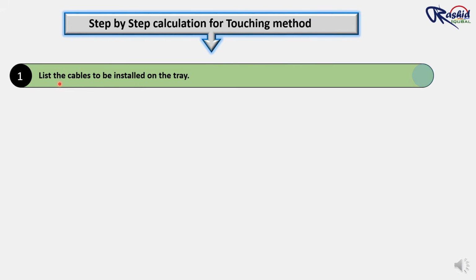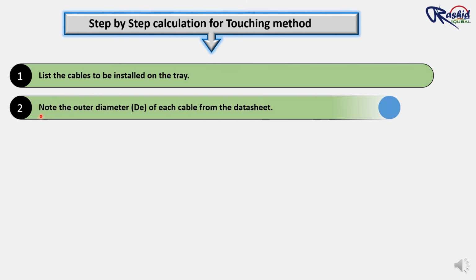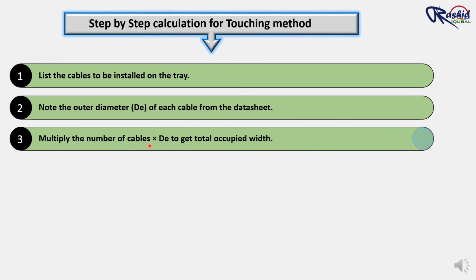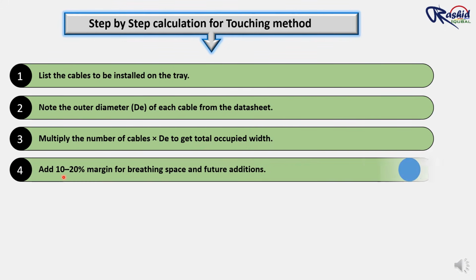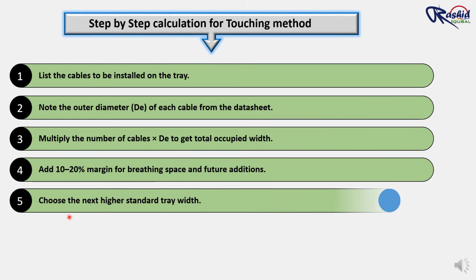So for the touching method, step 1, we have to list the cables to be installed on the tray. Step 2, note the outer diameter, which we call DE, for each cable from the datasheet or from the catalog. Step 3, multiply the number of cables by the outer diameter of the cable to get the total occupied width. Then add 10 to 20% margin for breathing space and future additions. Step 5, choose the next higher standard tray width. So let's see one example so that it will be clear for you.